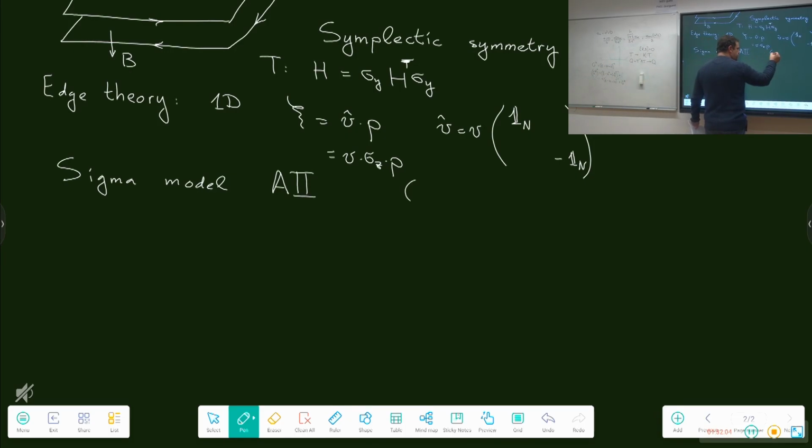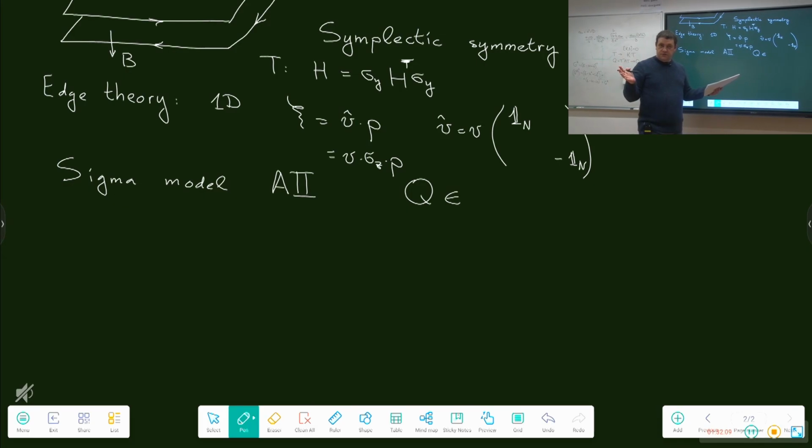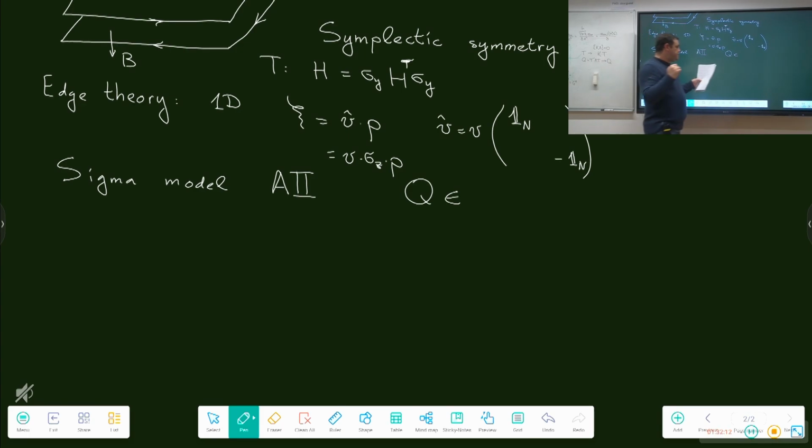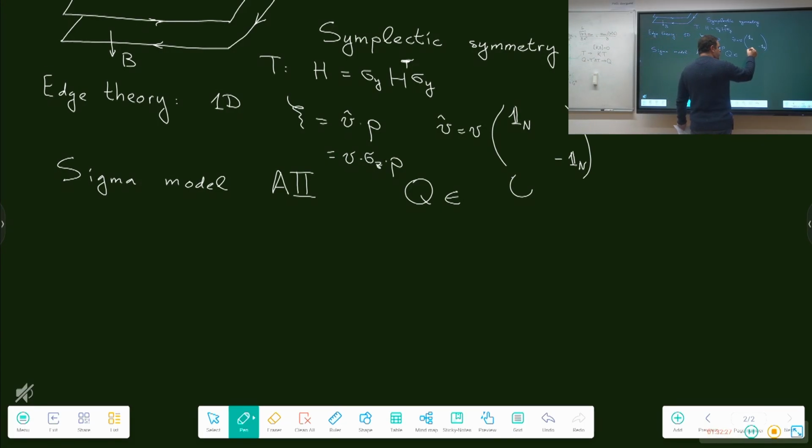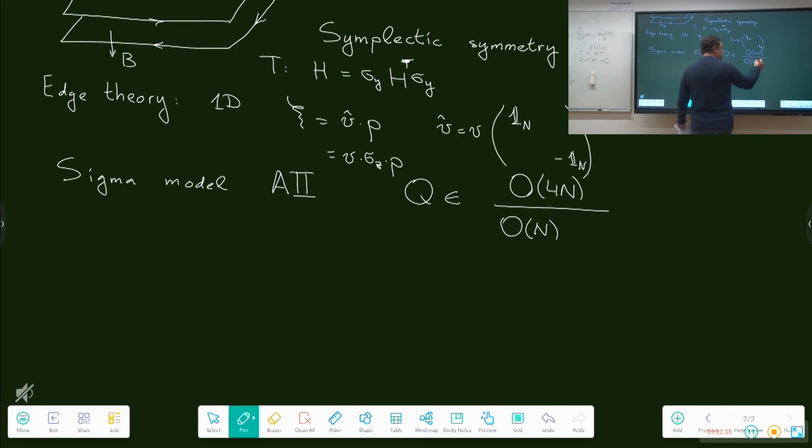The U matrix belongs to a certain symmetric space. Yeah, to unitary over symplectic. S is unitary over symplectic, and this is O over twice O. It's O 4n actually, divided by twice O n. Oh, 2n, yeah, sure, 2n.